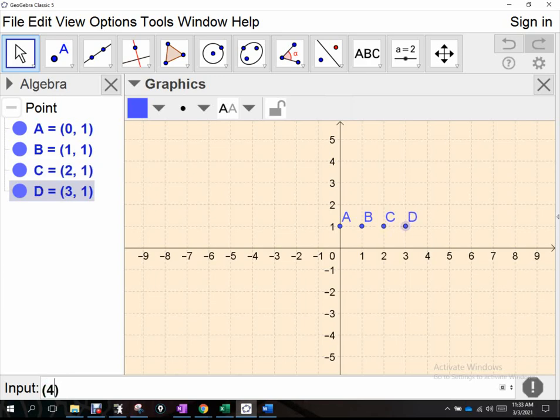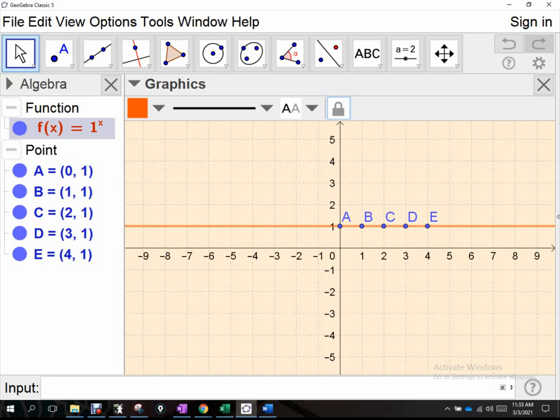Okay, so what is happening? If I'm plotting all those points, what am I getting? I'm making a straight line. 1 to the x, I'm going to graph it. 1 to the x is that line right there. It's the line y equals 1.